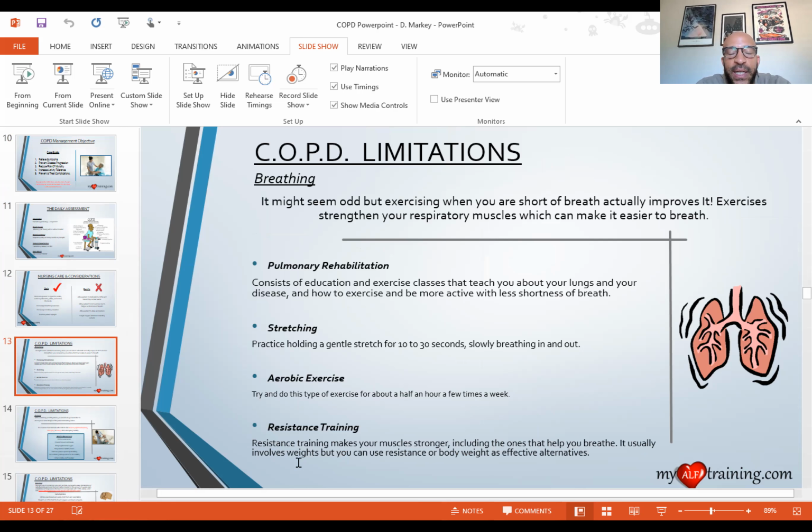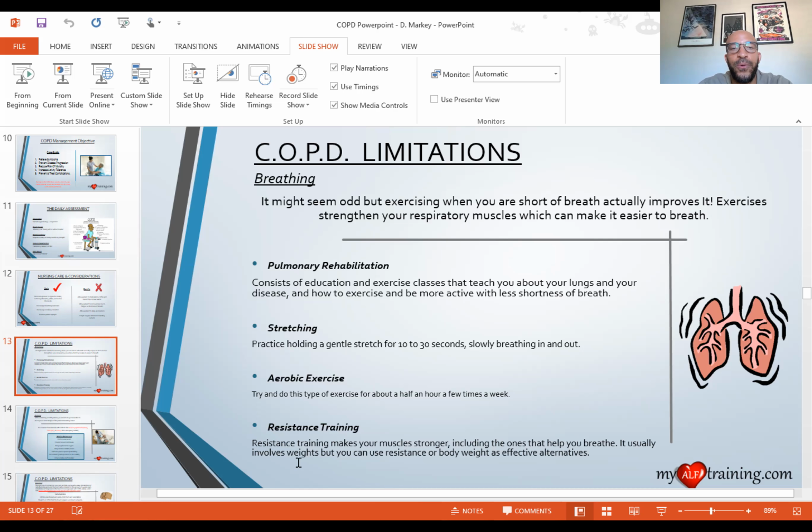And last but not least, resistance training. Now, resistance training is maybe for the patient who has gone through some aerobic exercises and stretching, or maybe this is something the patient wants to try. It makes your muscles stronger, and specifically, it helps get your lungs strong as well. It involves weights more commonly, but the patient can use their body as a weight, and this is just as effective an alternative.